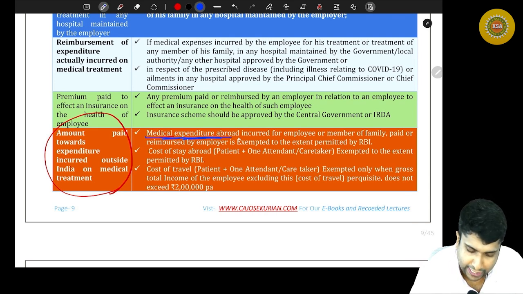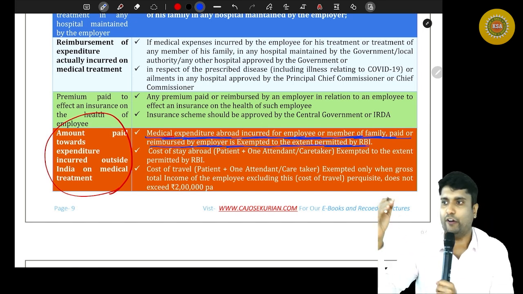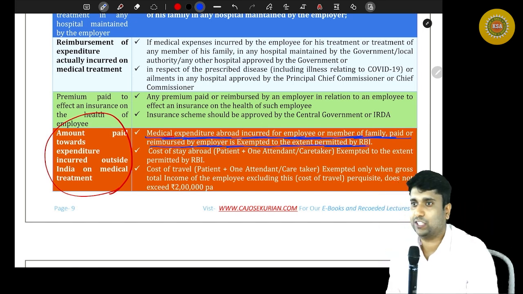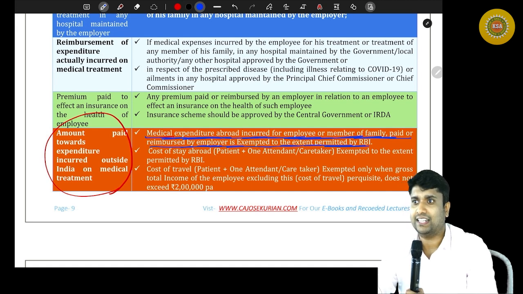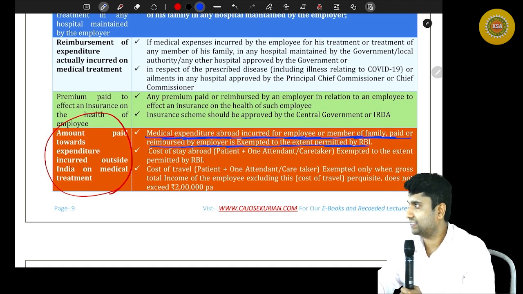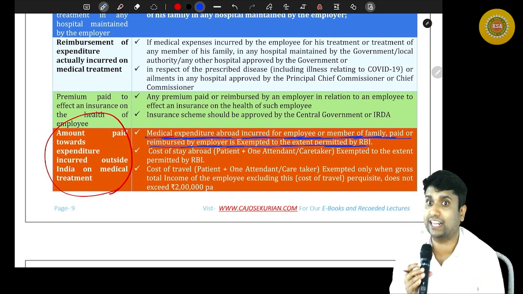expenditure abroad incurred for the employee or member of his family, paid or reimbursed by the employer, is exempted to the extent permitted by Reserve Bank of India. Are you with me? First of all, if you want to undergo a treatment, you should transfer money from India to outside India. And that transfer is under FEMA. It is called LRS. Hope you have studied that LRS. That is a new addition to your new syllabus as a part of your law. Liberalized Remittance Scheme. It is under FEMA.